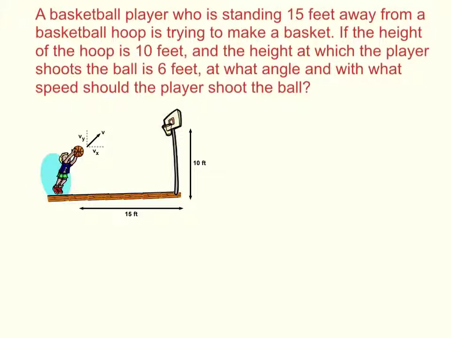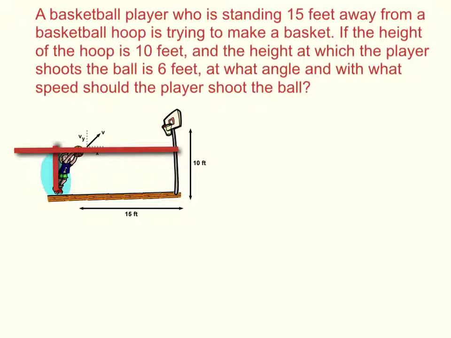Okay, so the question states something implicit that isn't quite shown in this picture, and I want to point that out. It says that the player shoots the ball from 6 feet high. So from here to here is 6 feet. And that means that our ground level is really here, or we could move that down to right there. So that's our ground level.